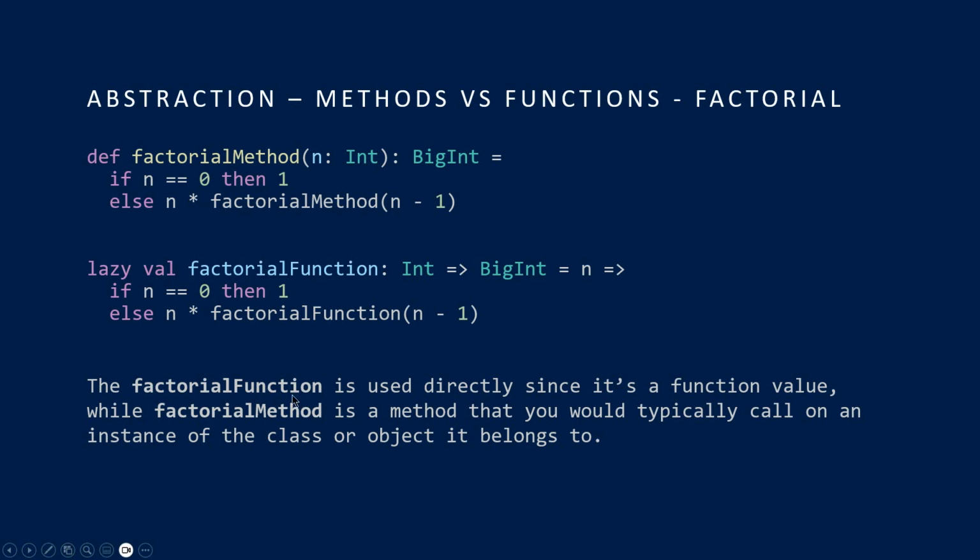And just here, just to clarify, the factorial function is used directly since it's a function value. Whereas the factorial method is a method that you would typically call on an instance of a class or an object it belongs to. I opted not to show it in situ because I was just interested in the definition, if you like, of the same thing, doing it as a method versus doing it as a function, just within the definition. And so both of these do the same when they're implemented in the appropriate way.